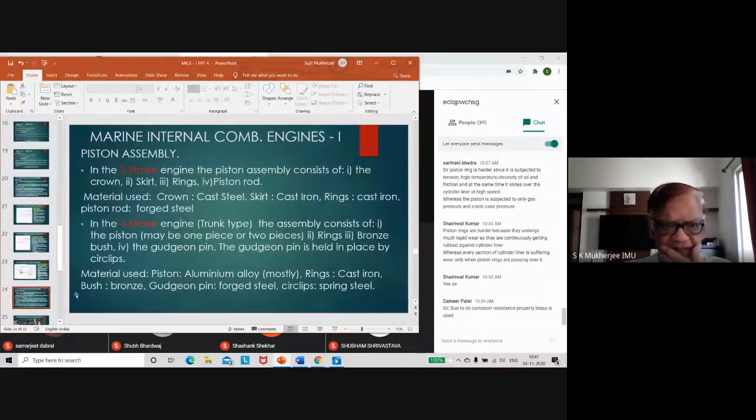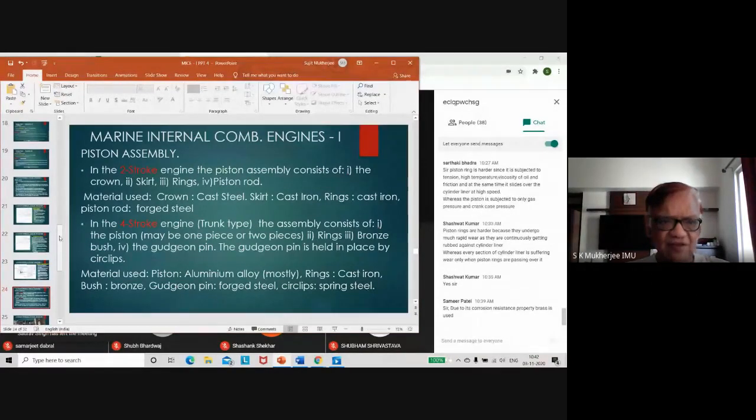Okay, so that is your piston assembly. What is the material used? The piston itself is mostly aluminium alloy. In the case of two-piece pistons, you will have the top part made of cast steel, and the lower part can be made of anything else that is suitable. The rings are again cast iron. The bush is bronze. Gudgeon pin is forged steel. And circlips are spring steel.